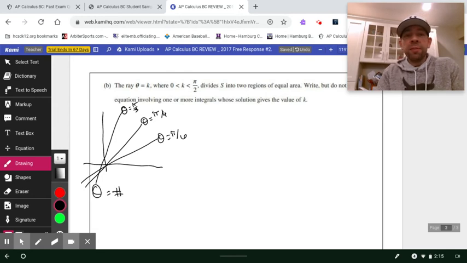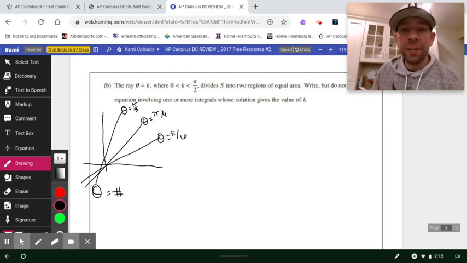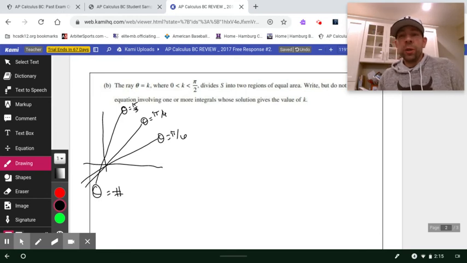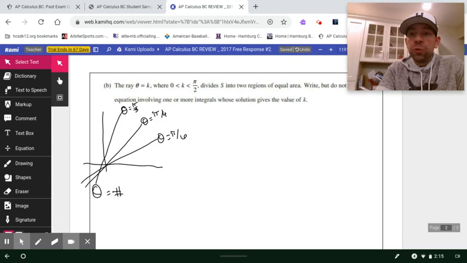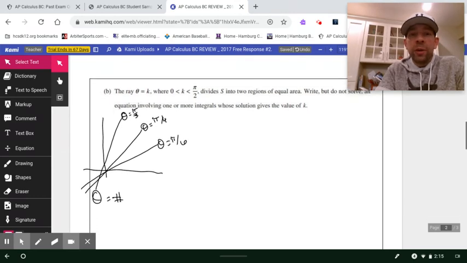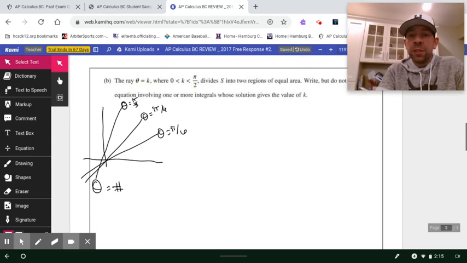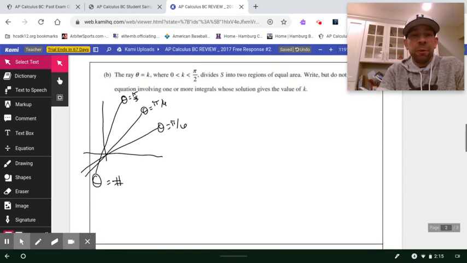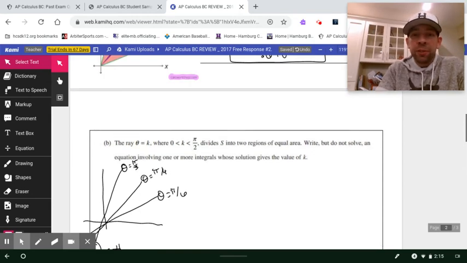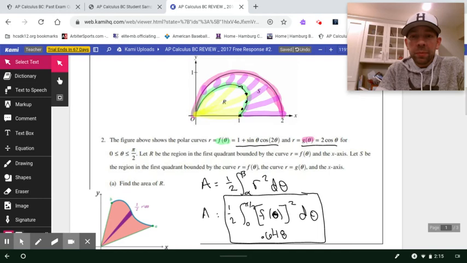And they said there's one of these rays that divides region S into two regions of equal area. So we're going to write, but do not evaluate or do not solve, an equation involving one or more integrals whose solution would give you the value of k. So let's go back up to our picture and see what this might look like.